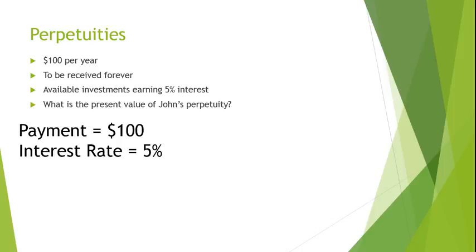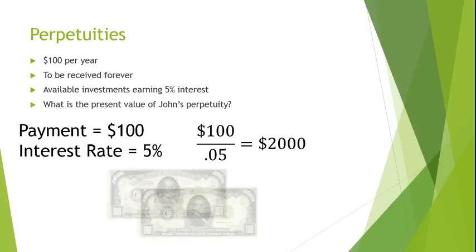Let's plug in our figures to the formula to solve the present value of a perpetuity. Since John is to receive $100 annually for the rest of his life, and there are available investments earning 5%, which is our discount rate, we simply divide $100 by the interest rate to find the present value. Therefore, John's perpetuity has a present value of $2,000.